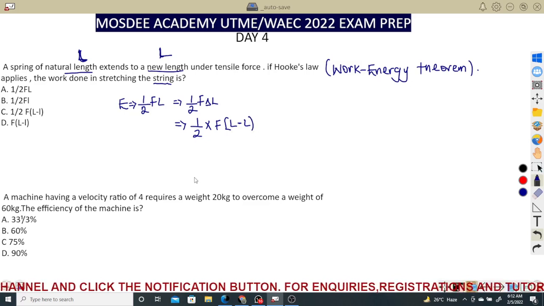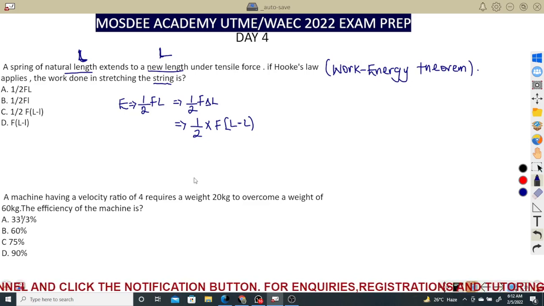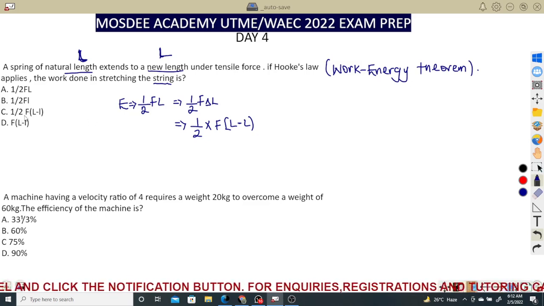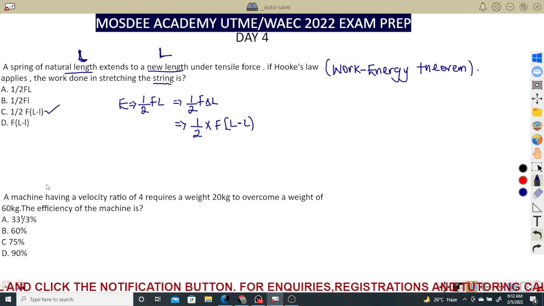So this is the interpretation we give to the work done in stretching a wire or a string. It falls under the work energy theorem, an application of the work energy theorem under the topic of elasticity. I hope students get this, and I hope there is no confusion whatsoever with respect to the first question. So for the next one, I think the correct option today is choice C.